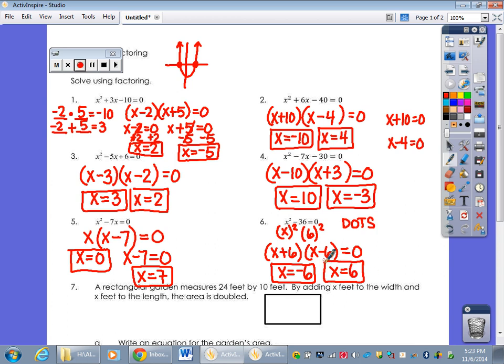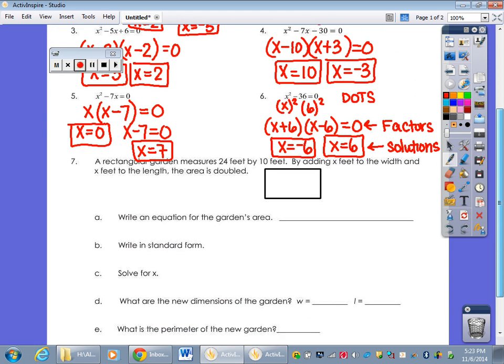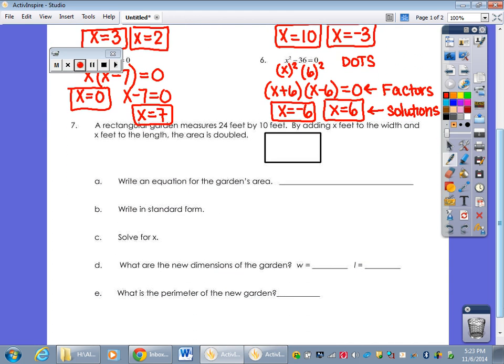Keep in mind that there's a difference between the factors, that's what these are, and the solutions, which are your actual zeros. Those are factors. These are solutions in all of the problems we just did. All right, number 7 is a word problem.